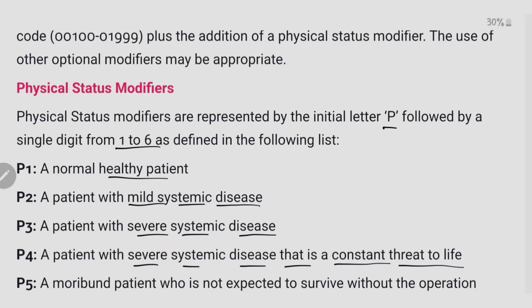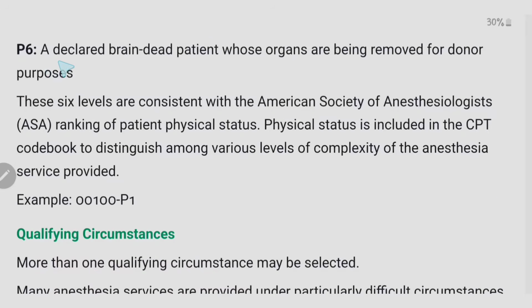And physical status modifier P5 is for a moribund patient who is not expected to survive without the operation. And P6 is for a declared brain dead patient whose organs are being removed for donor purposes.